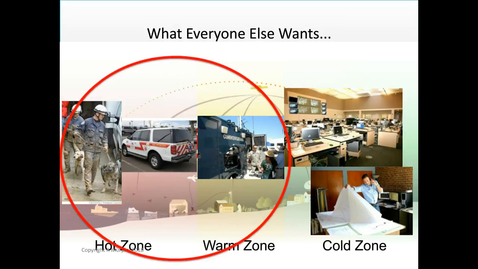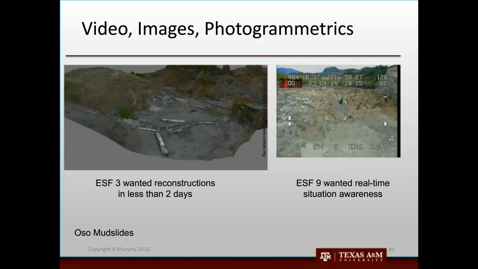Be aware that everybody else, and to a certain degree everybody who is in the hot zone or warm zone doing the real work, wants something else. What they want are things like video, images, photogrammetrics. They want to understand. Seeing is believing. They need that human perception to quickly assess what's going on. So at the Oso mudslides, ESF3, Public Works, is trying to prevent more flooding, more mudslides. It's taking 4 to 6 days to get digital elevation maps from the USGS because they're using satellites. You couldn't use manned helicopters to get back in some of those areas. UAVs were able to do it in a much faster time, less than 2 days, in 1 day.